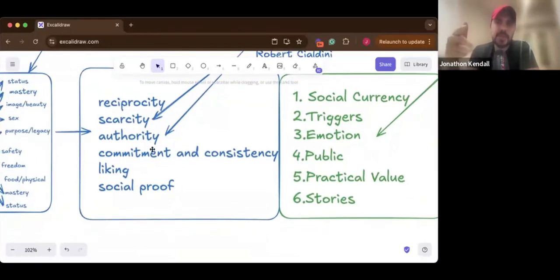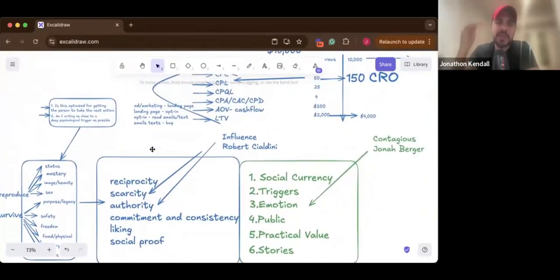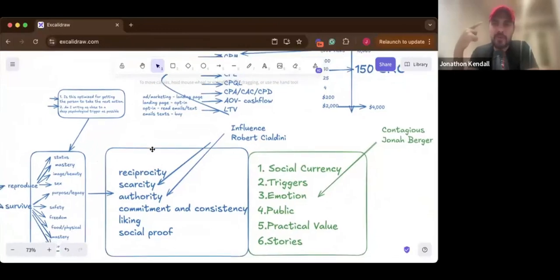Commitment and consistency: what this does is you get people to slowly but surely commit. If you get them to take small commitments, which is a big idea of what I've been saying from the beginning, get them to take one thing and then they do another thing and then eventually they buy. You get them to commit, and people want to have emotional consistency in their brain. A lot of salespeople will do this.